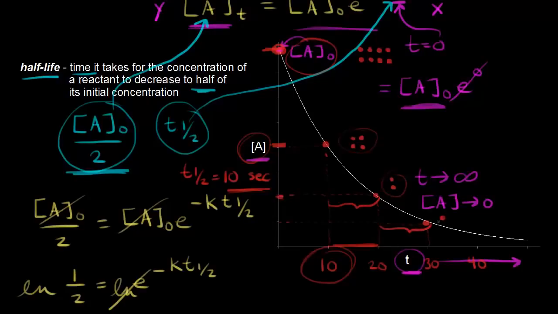So your half-life is independent of the initial concentration. It didn't matter if we started with 8 particles or 4 or 2. Our half-life was always 10 seconds. And so this is the idea of half-life for a first-order reaction.